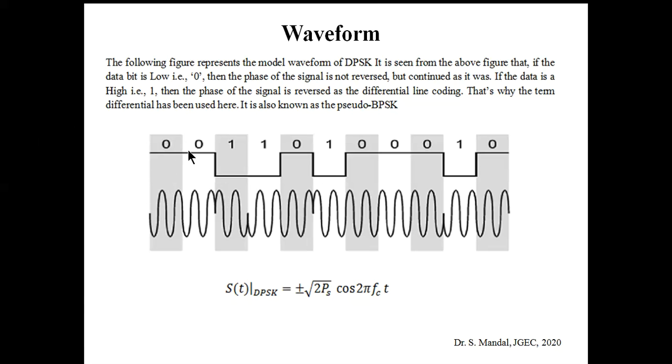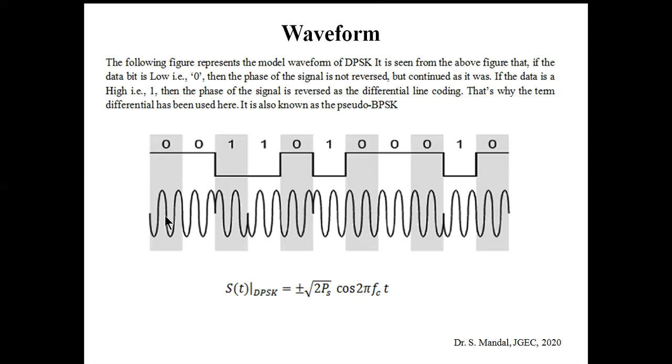So this one is an example of a DPSK waveform. Consider a bit sequence of 001101000010 like this. So for DPSK there is one rule: if the data is 1, then the phase of the signal will be reversed or shifted, as in the differential line coding, and if the data bit is 0, then the phase of the signal will not be reversed, it will continue as it was. Consider the first bits for this example, like 0 0.